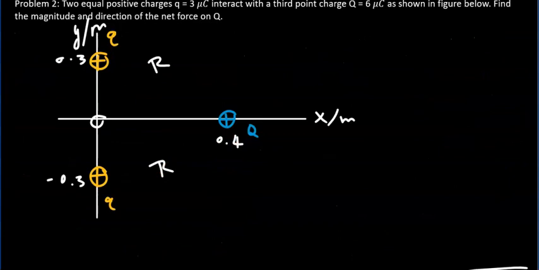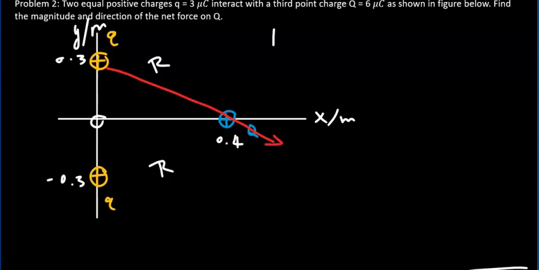Problem 2. So you have two equal positive charges, that and that, along the y-axis, and they interact on a third point charge, 6 microcoulomb, sitting on the x-axis, like that. So what is the net force on this capital Q due to the other two charges? Let's contribute one by one. So let's do the effect of the top charge on this capital Q. Now they are both positive charges, so that means this force is going to go like that. It will repel the capital Q in that direction.